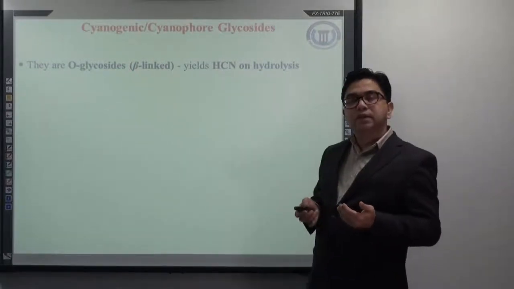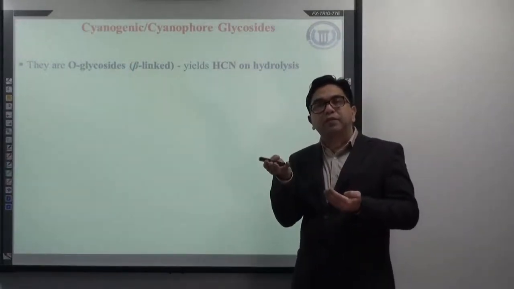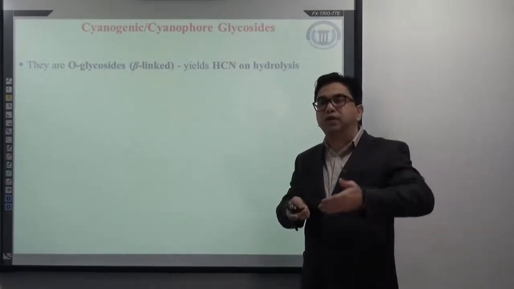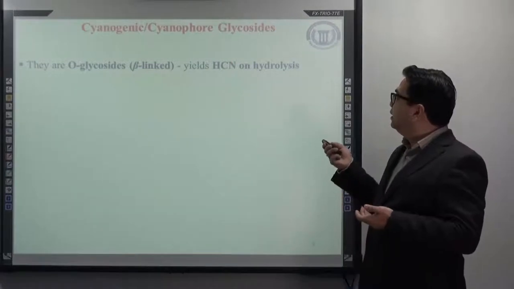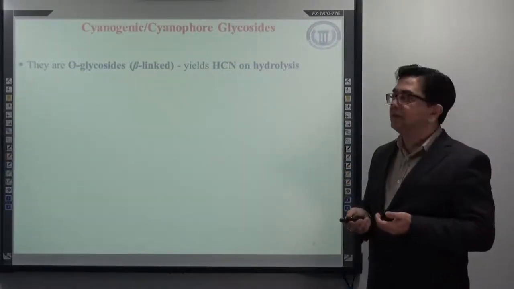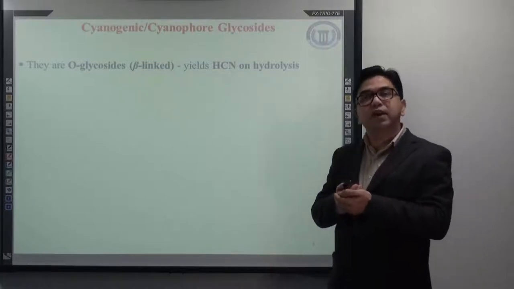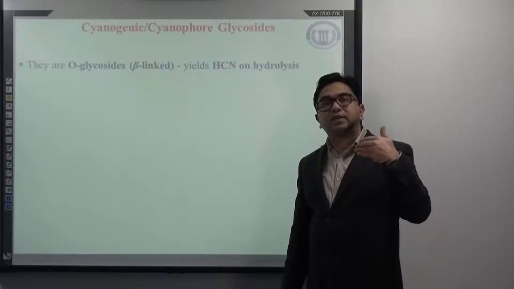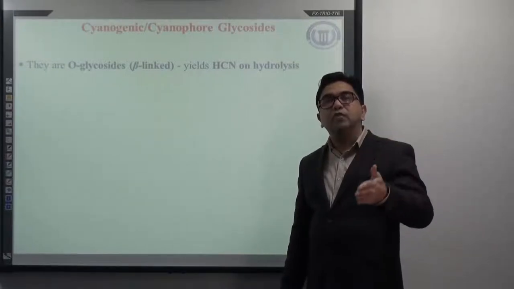Beta linked means the aglycon part remains above the plane, that is on the same side as the CH2OH of the sugar, and they yield HCN, that is hydrocyanic acid, upon hydrolysis. That's why they are known as cyanogenic glycosides. These glycosides give hydrocyanic acid, that is HCN, when they undergo hydrolysis.